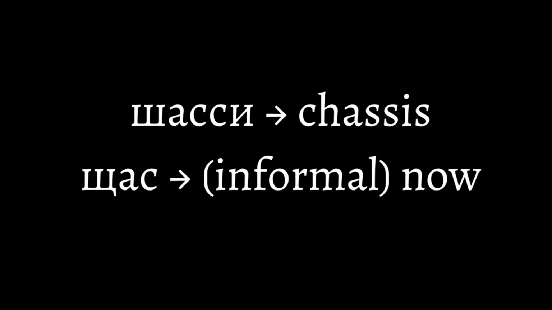Here we have the words chassis, meaning chassis, and shas, which is an informal way of saying now. Even though the words follow the same structure, there is a big difference in pronunciation. Sha in chassis is quick and short, whereas sha in shas is more extended. Chassis and shas. That's the difference between sha and sha.